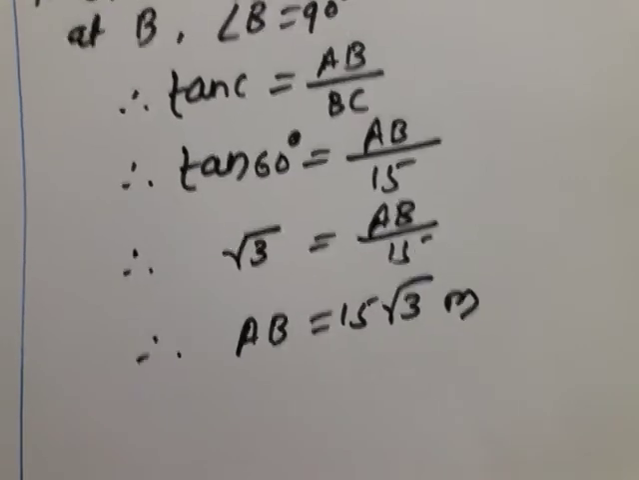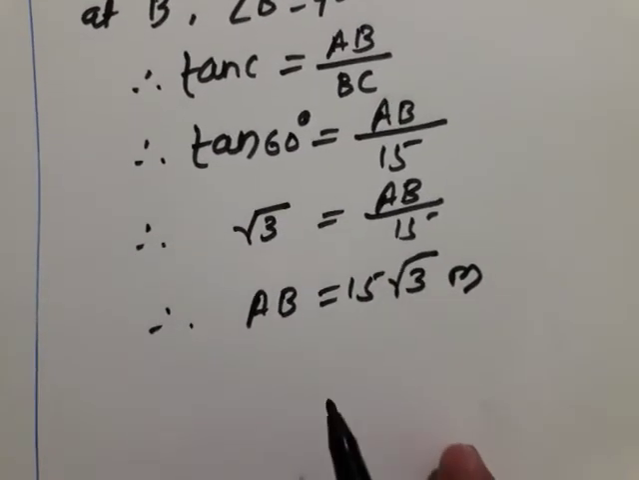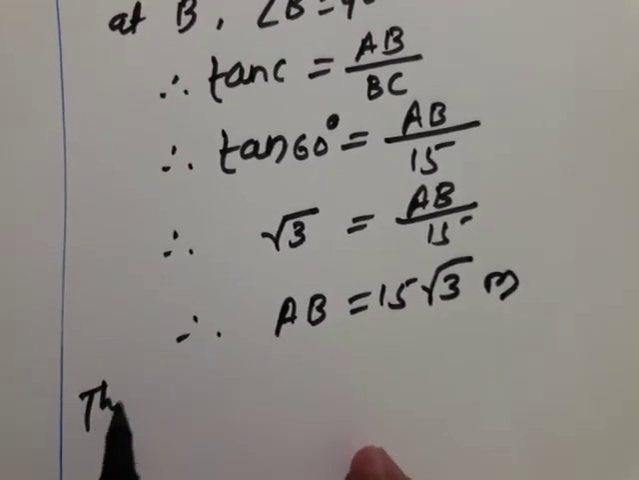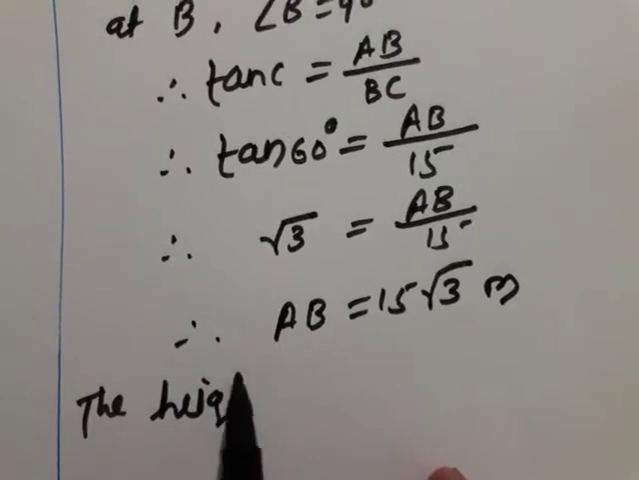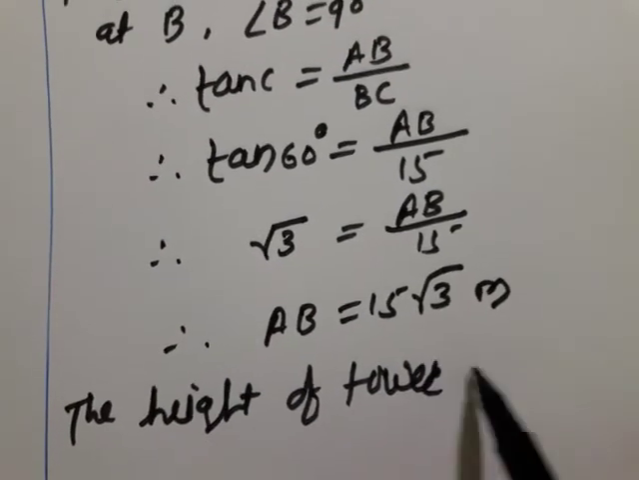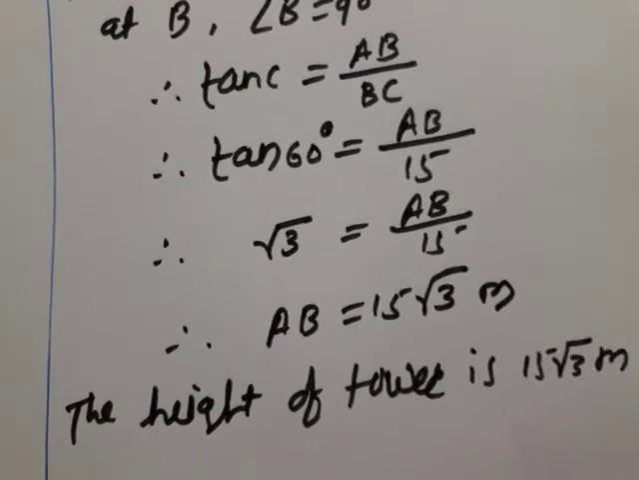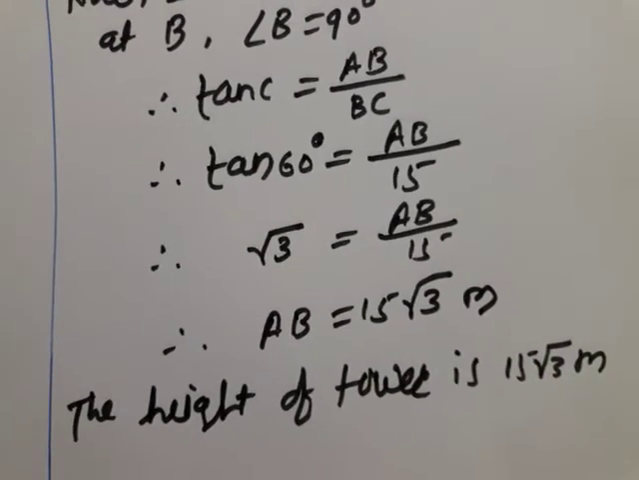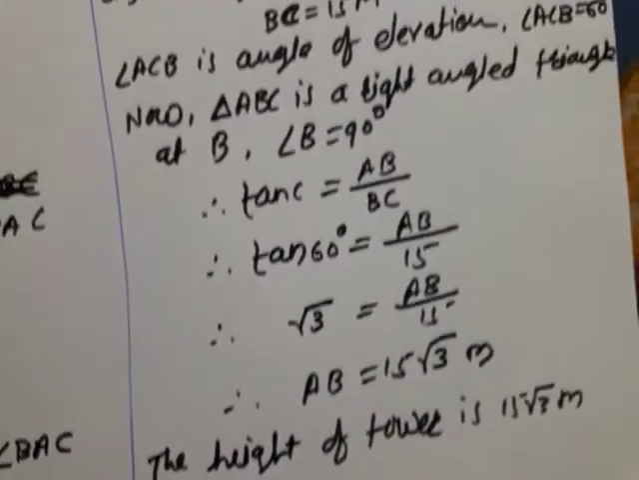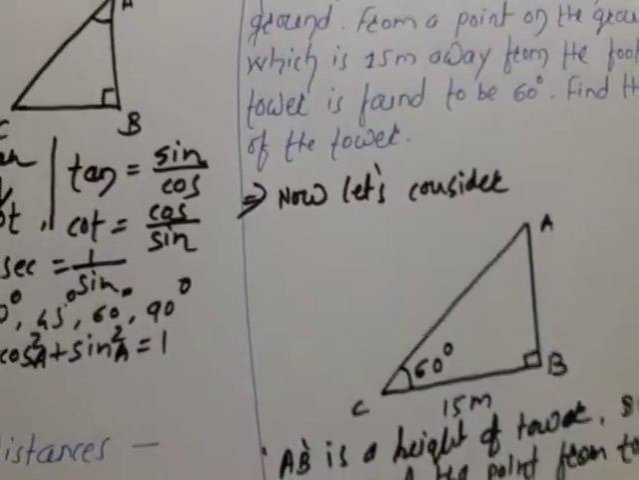Sometimes they are giving the value of √3 in the question only. If it is given, then put it here and multiply, and then you have to write. If it is not given, then like that we have to write only, the height of tower is 15√3 meter. The height of tower is what? 15√3 meter. Do you understand what I said? Okay. Like that we have to solve the examples which are related to some applications of trigonometry.